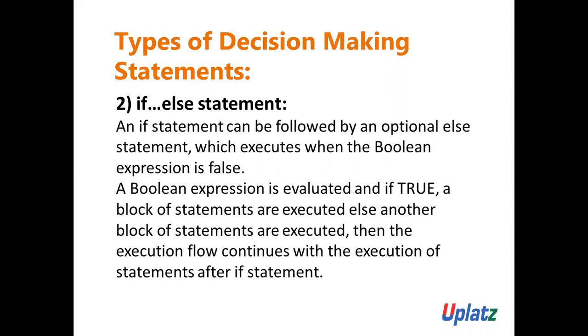In short, what I want to tell you is, if a number is greater than 0, print positive number. But if a is greater than 0 is evaluated to be false, then print a negative number. Got it? So see here, a Boolean expression is evaluated, and if true, a block of statements is executed. Yeah, we have seen that example. Else, another block of statements is executed. Then the execution flow continues with the statement after the if statement. If the if statement is evaluated to be false, the statement that you put inside the else block is going to be executed. Got it?